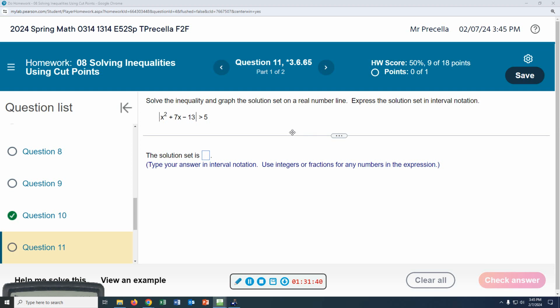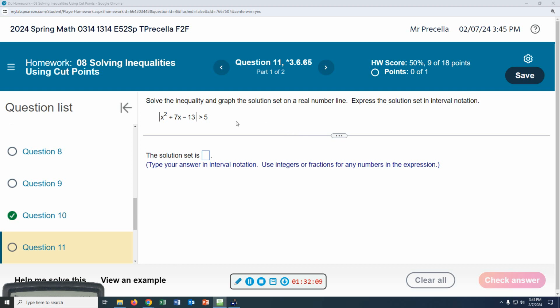So number 11, it has an absolute value. It has absolute values in it. So we're going to have to go equal positive, equal negative? Yes. So x squared plus 7x minus 13 is greater than 5.